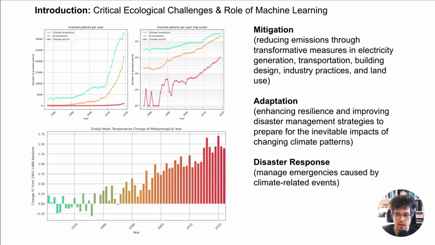We can categorize climate change-related areas into mitigation, for example, reducing emissions through transformative measures, adaptation by enhancing resilience and improving disaster management, and disaster response, specifically managing emergencies caused by climate-related events. The HIVEX environment suite aims to pay into these categories.